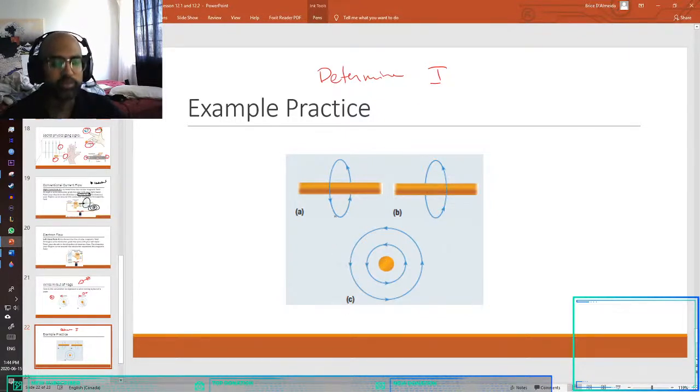Good luck. So play around with your right hand. Try to get it to line up with the wire, and then see which direction your thumb points in. Same thing for A, for B. You'll have to figure out which way makes the right type of circle around the wire. And for C, you have to determine, well, is it going towards you or into the page? Give that one a shot.